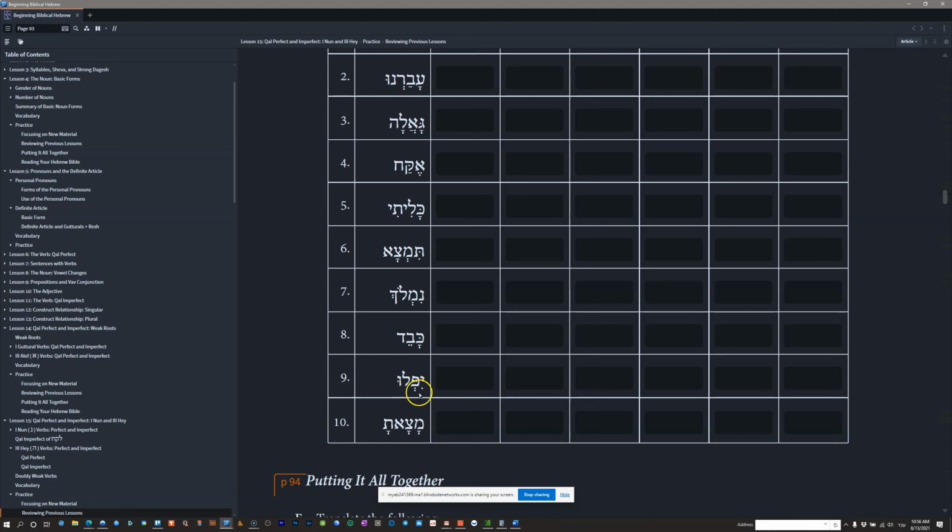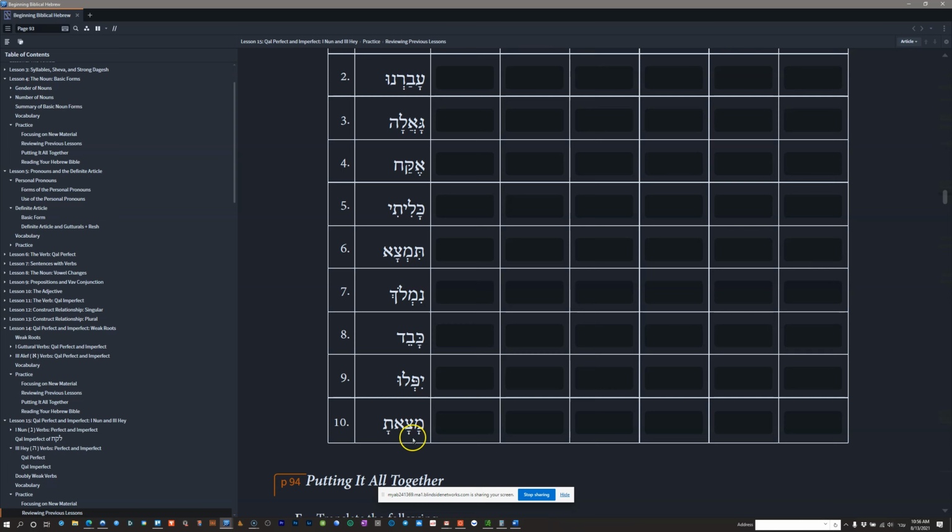Number 9, we've got yipalu. Yipalu comes from nafal. The one nun has assimilated into R2. So we've got a yod heric prefix with a suffix, one nun assimilated. Yod heric prefix plus shuric suffix indicates a cal imperfect 3mp of nafal.